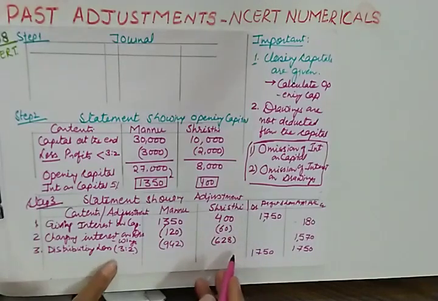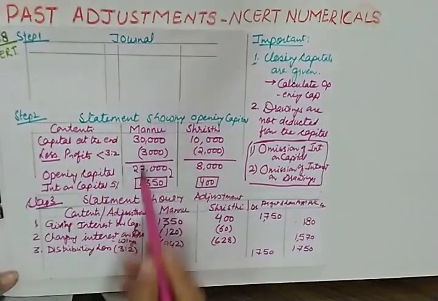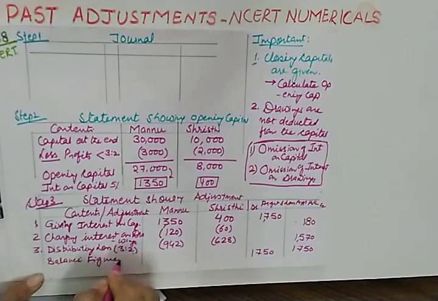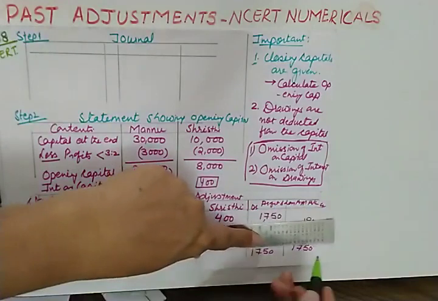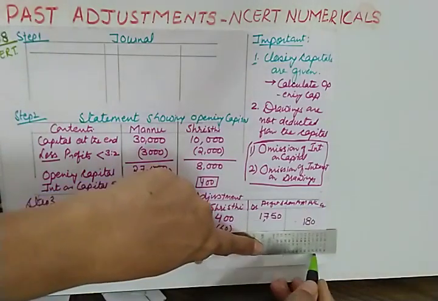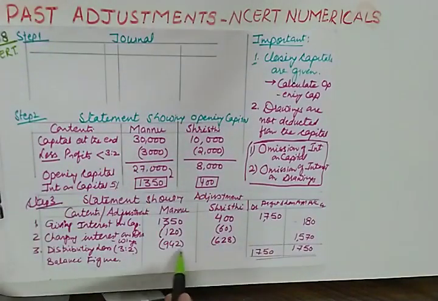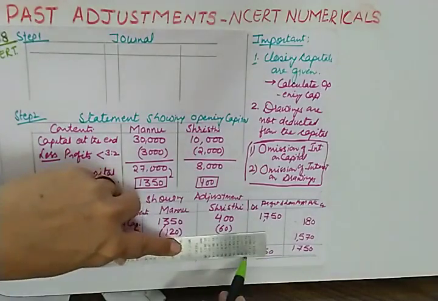Now the stage has come where you will finally calculate the balancing figure for making adjusting entry here. Then only you will be able to write adjusting entry. So let us do that. Let us calculate balancing figure. And how to calculate balancing figure? This we have already balanced. If it is balanced, I want to remind you, if this part is balanced, then only you will be able to calculate the balancing figure. Otherwise not.